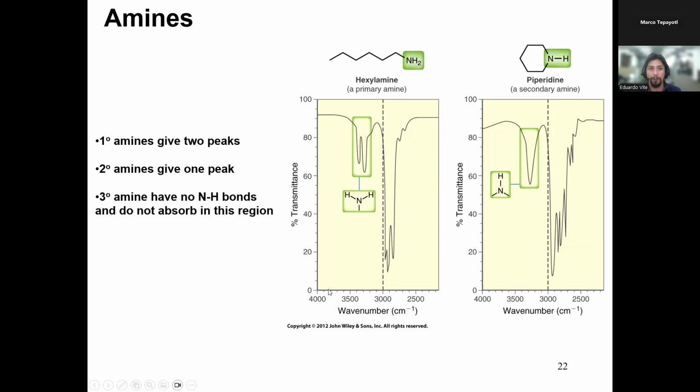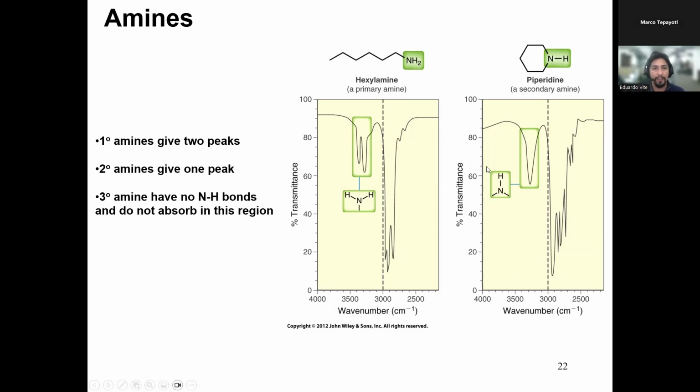So amines are one of those compounds, just like alcohols and carboxylic acids, that are very distinct in an IR spectra. And then, of course, since a tertiary amine, in other words, a nitrogen with three carbon bonds, does not contain any NH stretching, that one will not show up. So if you see a peak above 3000 that has two peaks or a single peak, and you know you have an amine, you can tell me what sort of amine it is.